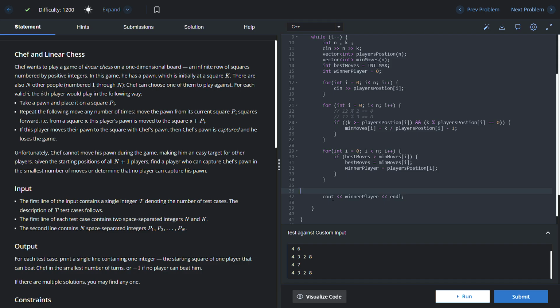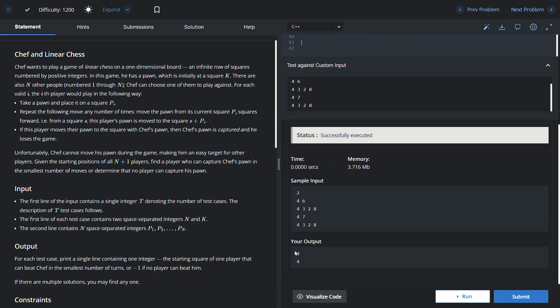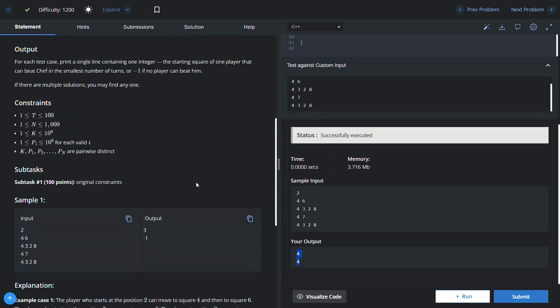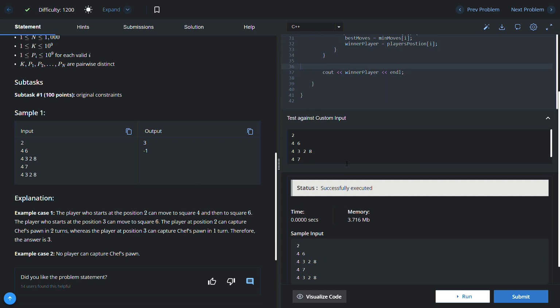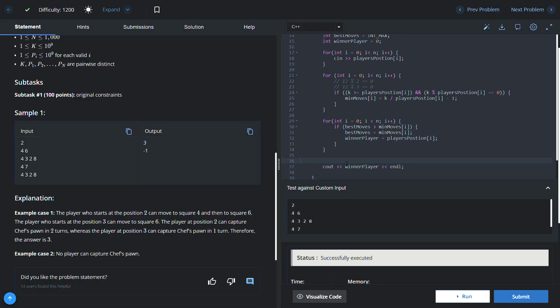What can we do now? Why is it giving the wrong answer? Okay, okay. I think so. What is the output for this? 2 4. Okay, okay. 3 and minus 1.